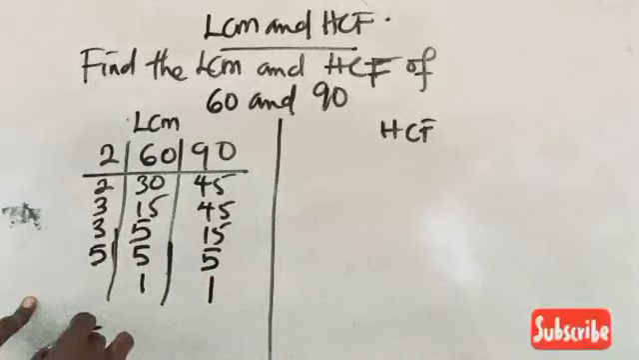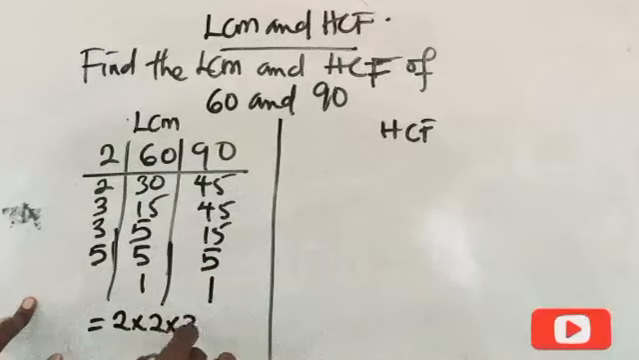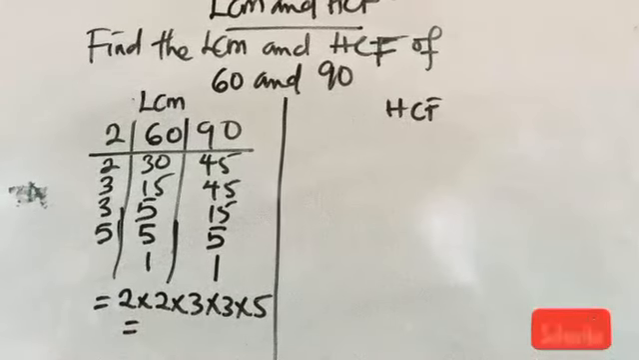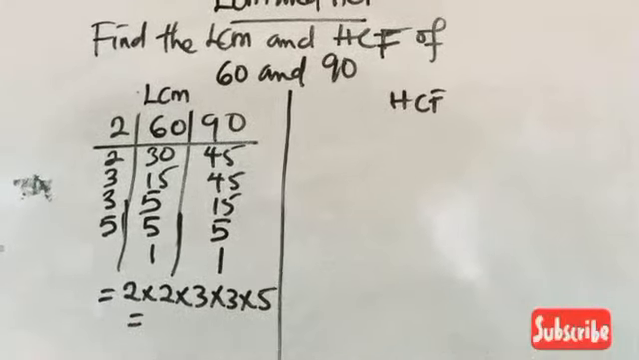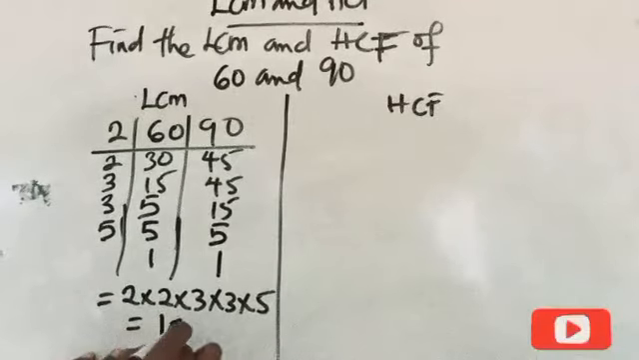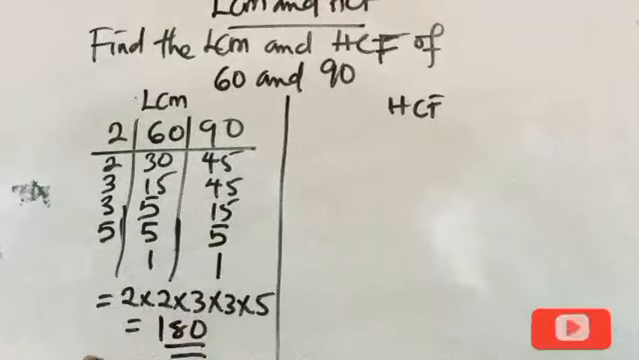So my LCM gives me 2 times 2 times 3 times 3 times 5. And 2 times 2 is 4. 4 times 3 is 12. 12 times 3 is 36. When 36 multiplies 5, I'm having what? 180. So 180 is my LCM.